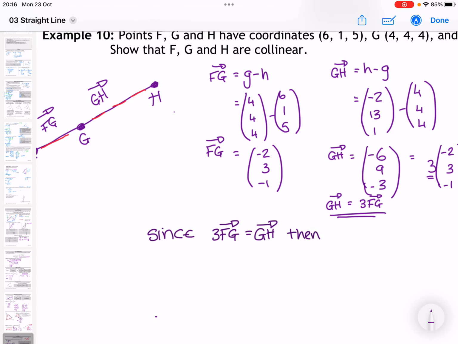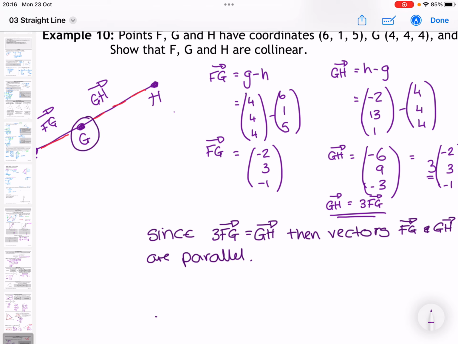Since that, then vectors FG and GH are parallel. Now, parallel, 1 R, 2 L's, 1 L. Took me a long time to learn how to spell that word. Okay? Now, that doesn't answer my question though. I want collinear. What makes them collinear is the fact that they both contain the G coordinate.